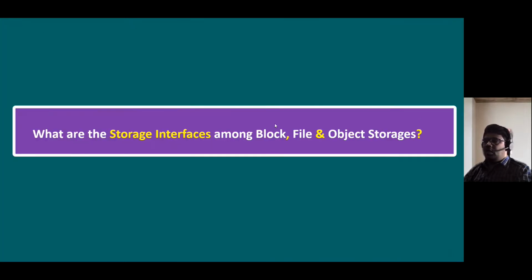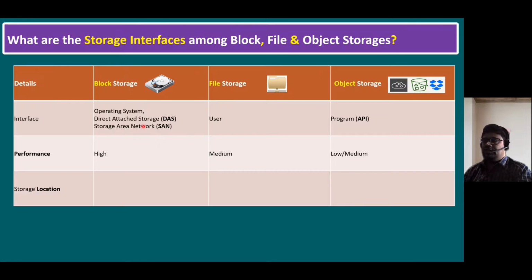Okay, now what are the storage interfaces among block, file, and object storage? To access block storage, we need an operating system. You can use Windows, Linux, Solaris, or any other third-party operating system. Another method of accessing is direct attached storage or a storage area network. For file storage, we can use a command line interface or a graphical user interface. And for object storage, we can access it through an API, application programming interface.